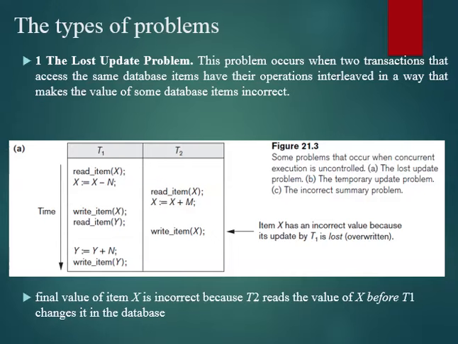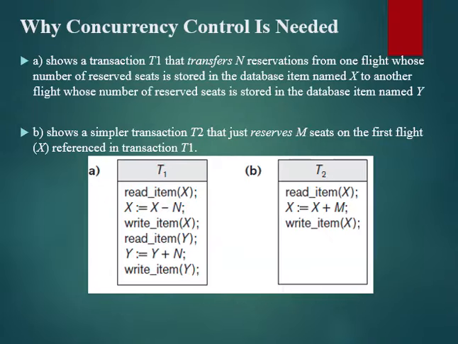The first type of problem is the lost update problem. This occurs when two transactions that access the same database item have their operations interleaved in a way that makes the values of some database items incorrect. As you studied in your operating system, processes are scheduled. Likewise, the transactions are also scheduled.